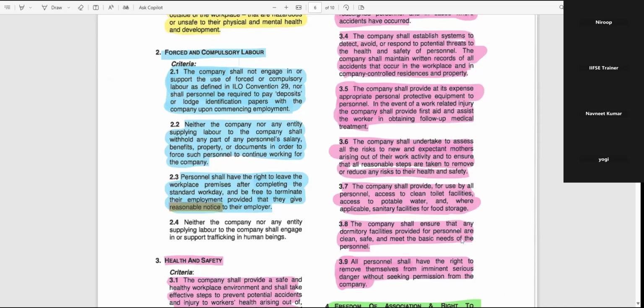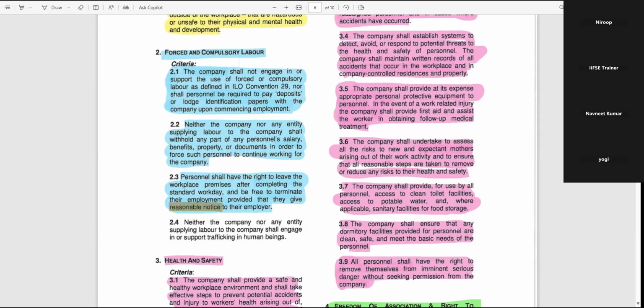The company shall ensure that any dormitory facilities provided for personnel are clean, safe, and meet the basic needs of the personnel. When I say dormitory, it is nothing but hostel facilities or stay facilities. Some of the companies provide shelter also, so those dormitory facilities should be clean and also safe, and meet some basic needs of the personnel. When you say basic needs, you should have a bed to sleep, light, toilets, etc.